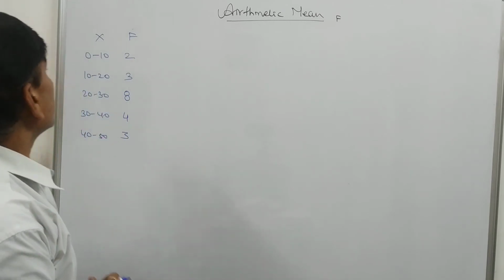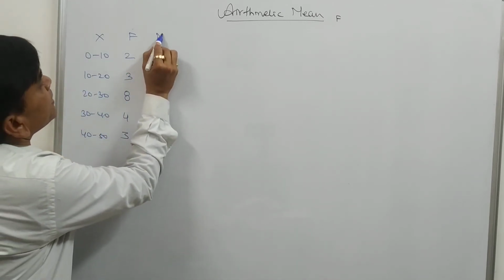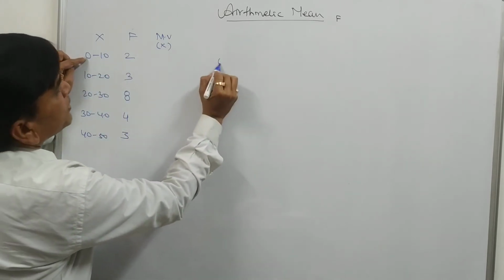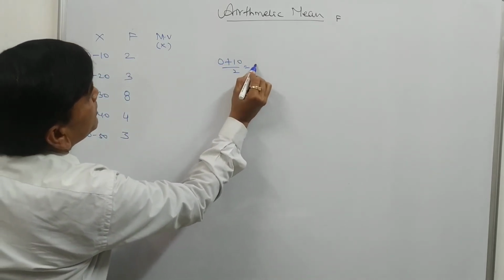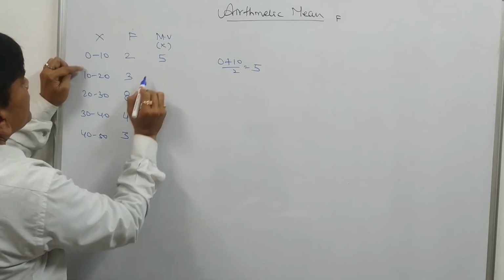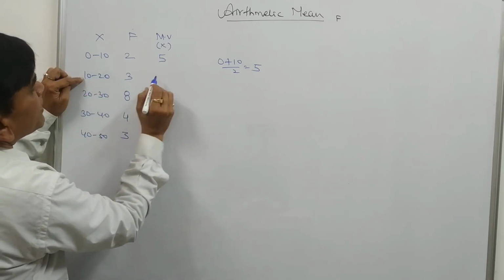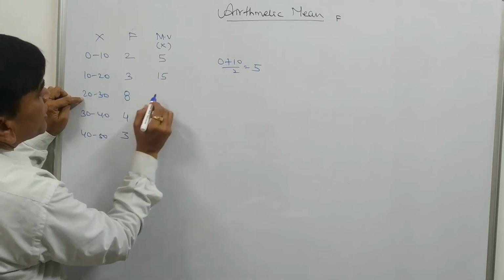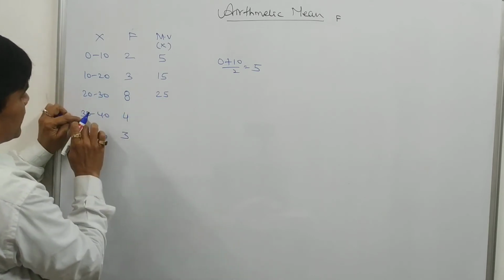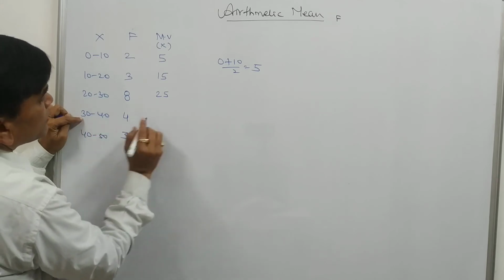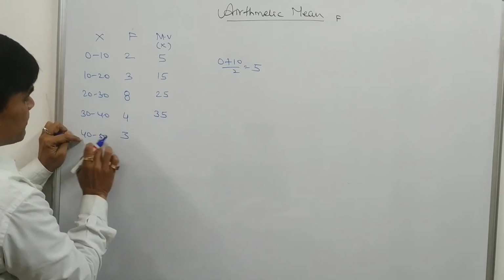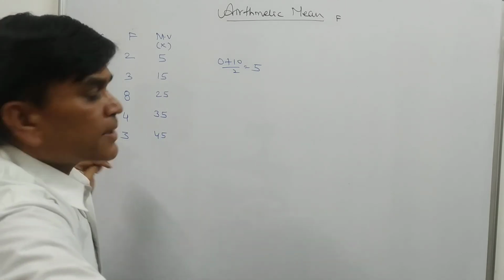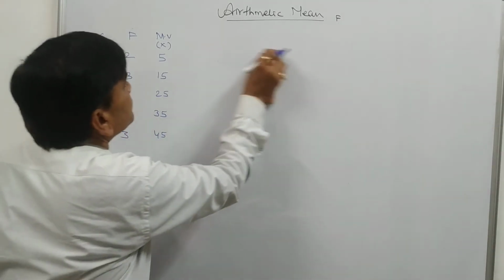We can solve this. The very first thing is to calculate the mid value, which will be treated as x. So 0 plus 10 divided by 2, the mid value will be 5. Here 10 plus 20, 30 divided by 2, that is 15. 20 plus 30, 50 divided by 2, that is 25. 30 plus 40, 70 divided by 2, that is 35. 40 plus 50, 90 divided by 2, that is 45.